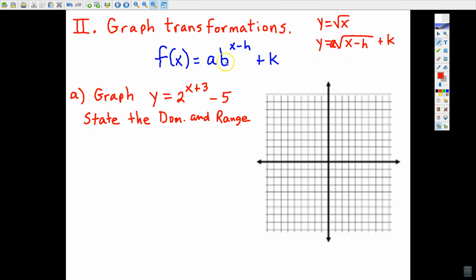Well, that's exactly the same thing that's going to happen with this transformation. A is going to indicate vertical stretch or compression. H is going to indicate whether or not I move horizontally and right or left. K is going to indicate vertical move up or down. K plus means up, minus means down. All right, so we should be used to this by now.